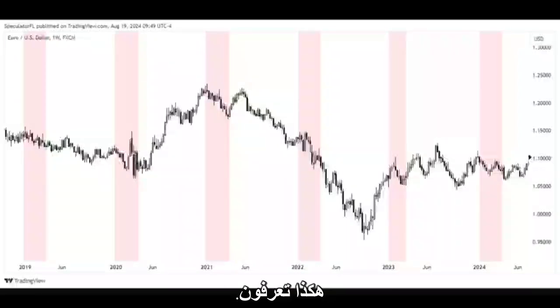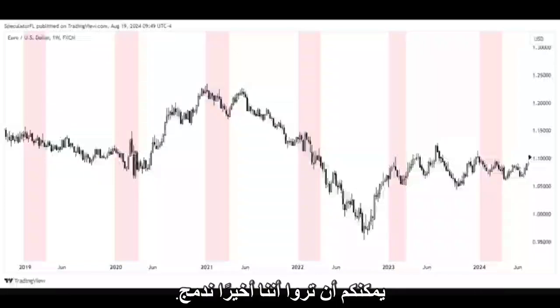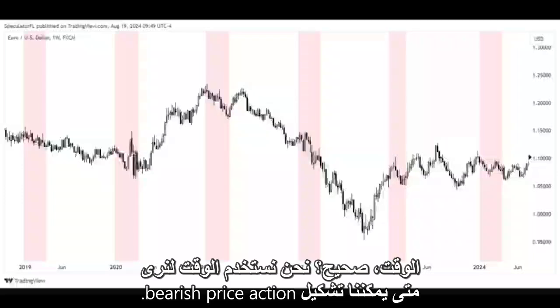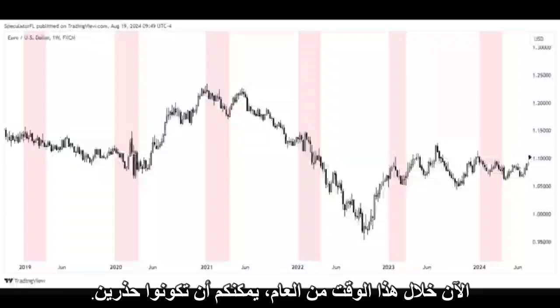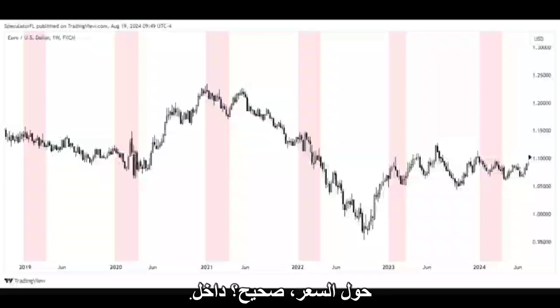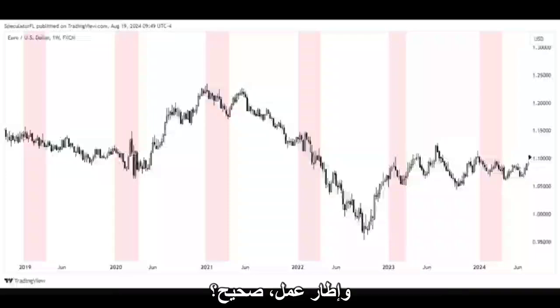This is how you know when and where a particular pair could form particular price action. You can see that we are finally integrating time. We are using time to see when we can form bearish price action or bullish price action. Now, during this time of the year, you can be cautious around price inside these rectangles, from January to March, and you should only look for bearish trading ideas and framework.